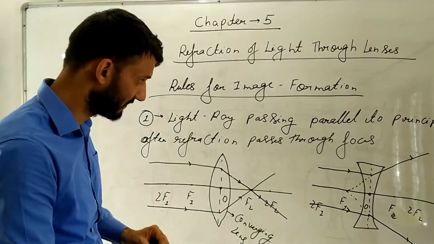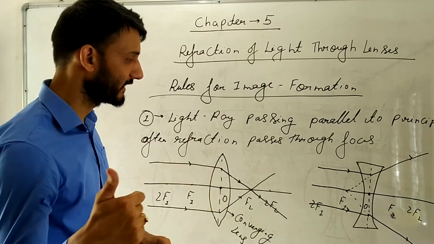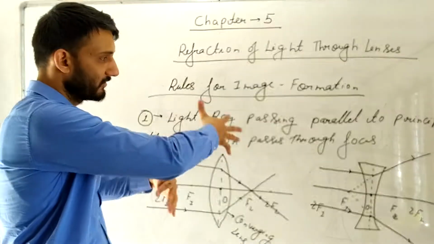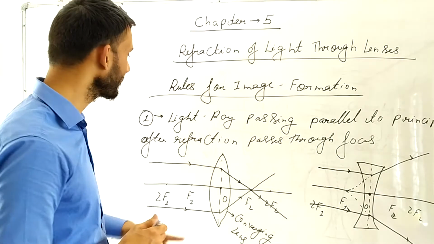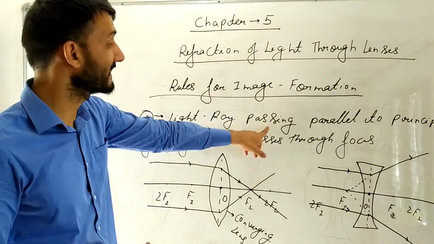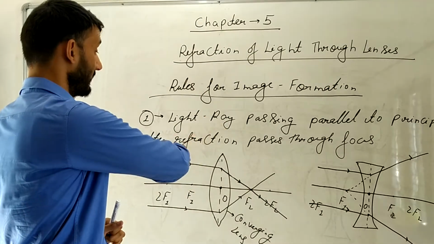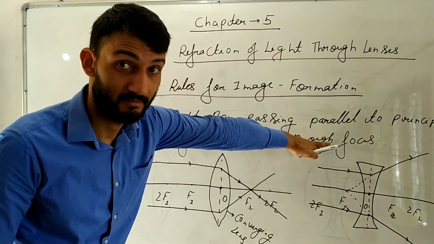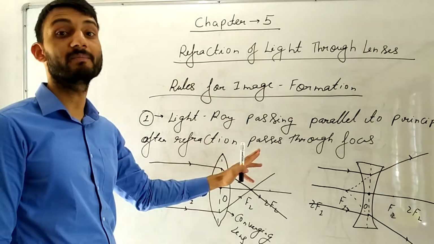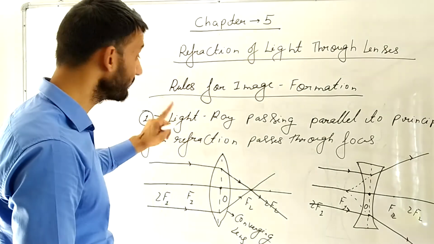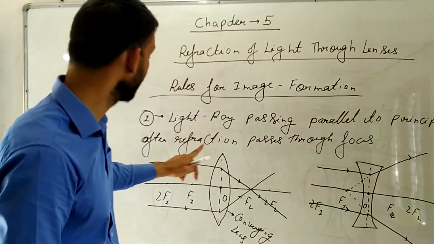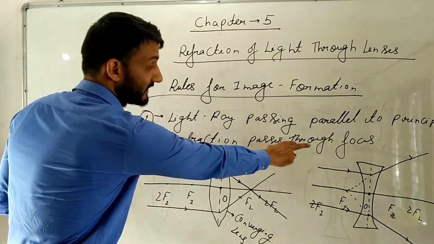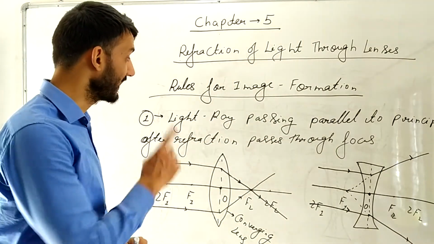So in this, the very first rule is being discussed for both the lenses, and I gave you a hint what kind of images they are going to form. Now let us come to the second rule. You just reverse the first rule and you get the second rule. The first rule is light ray passing parallel to principal axis, after refraction passes through focus. Reverse this means light ray passing through focus, after refraction will become parallel to principal axis.